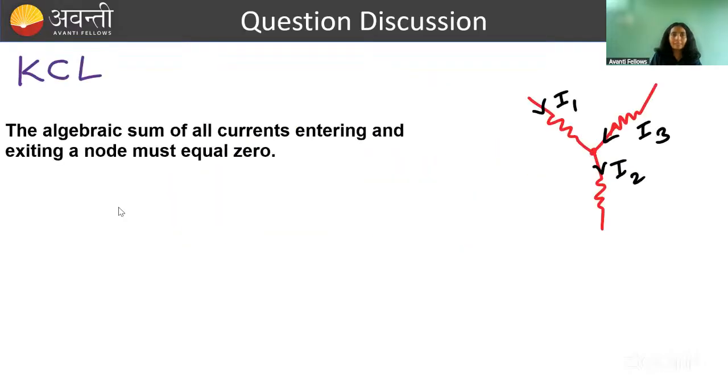So KVL, KCL क्या कहता है? This is a very common law. I mean, it is saying that if any amount of current is coming to any junction, if you talk about current coming to junction or going out of junction, then whatever current is coming to the junction will be equal to whatever current is going out of the junction.